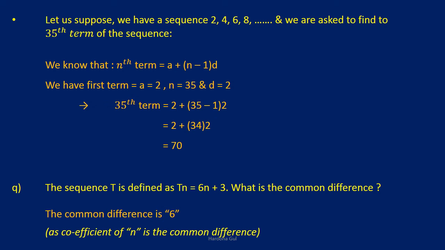Now, there is another question which says that sequence T is defined as Tn equal to 6n plus 3. And we have been asked to find the common difference. Now, it shouldn't take you more than 1 or 2 seconds because the answer is in the question, and that is 6. In the last slide, we have already learned that the coefficient of n in a sequence is the common difference, right?